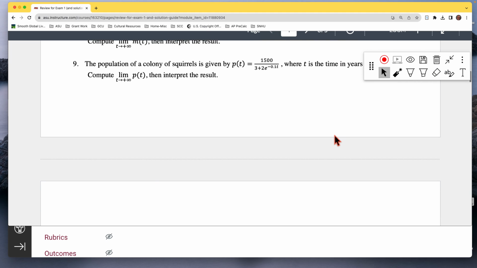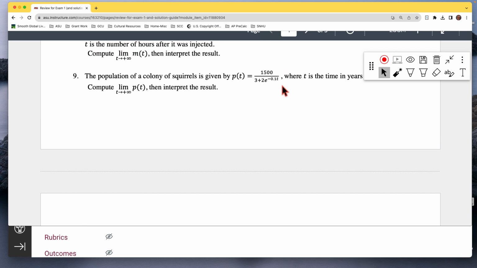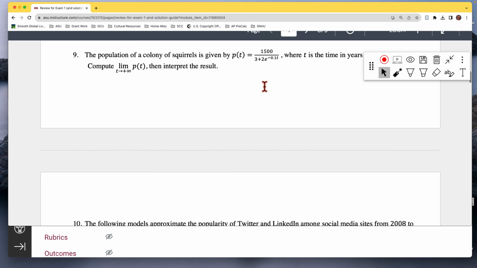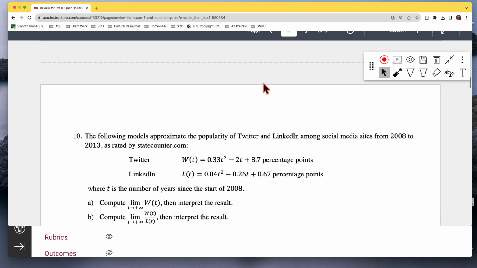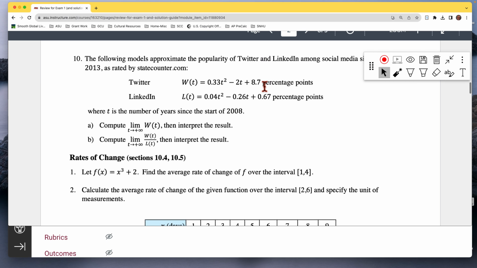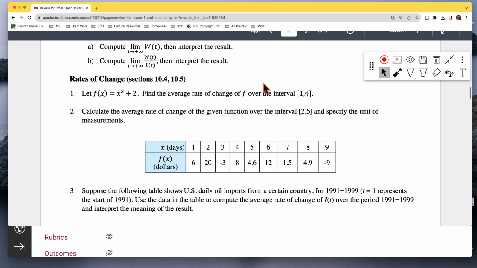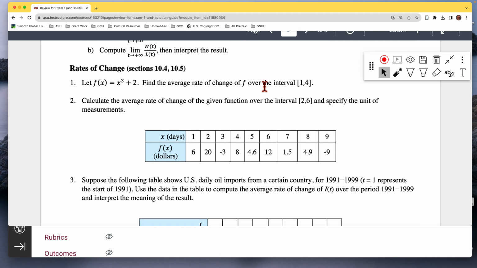Okay, so there's that. Oh, yeah, there's one right here. So yeah, this part goes to 0. So you're going to get 1,500 over 3 divided, and that's 500. So yeah, you'll see those type of things, and there's those ones.